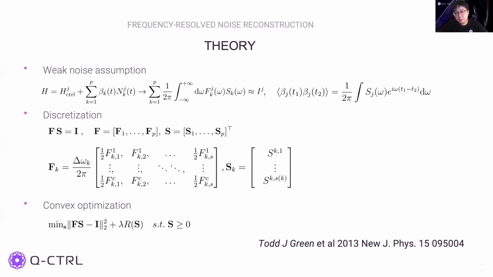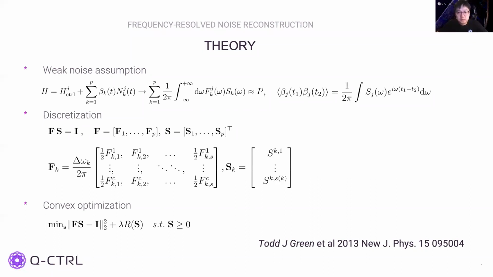Instead, we can reformulate the problem into an optimization problem. The objective function is defined as the distance between FS and I plus a regularization term. We also introduce a constraint that the elements of S must be non-negative since they represent power. By minimizing the constrained objective function, the optimal solution should represent our best understanding of the spectrum.